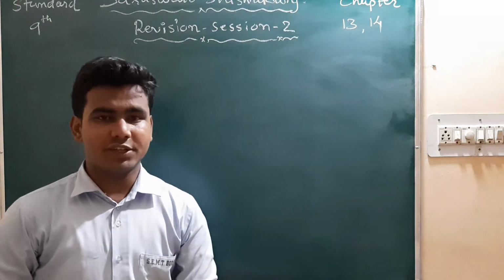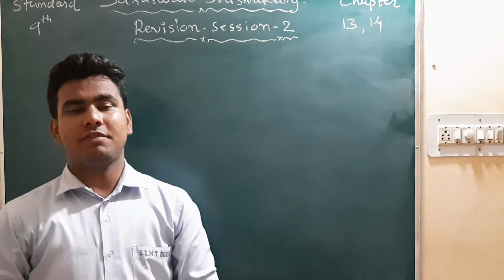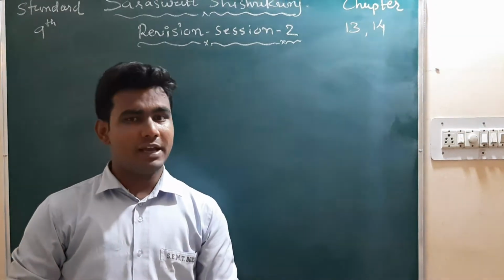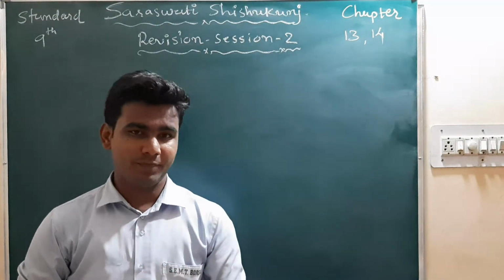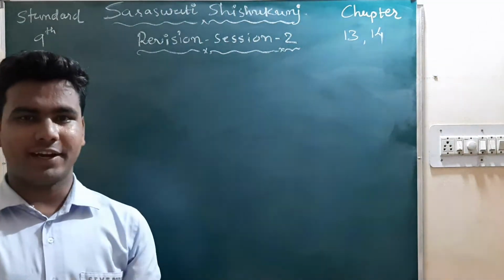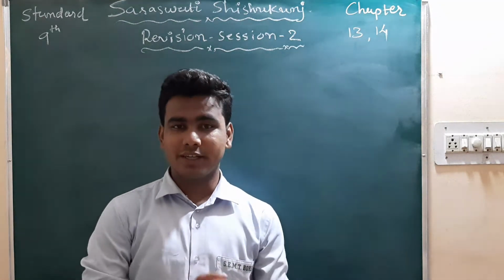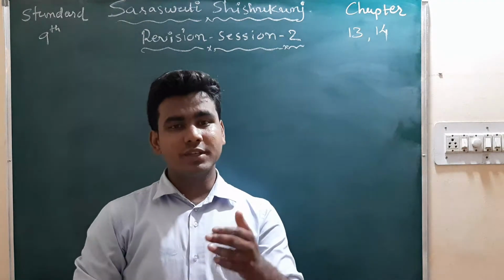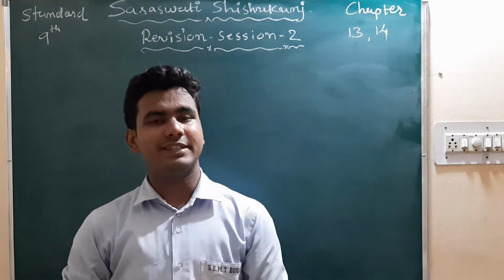In the first revision session, we discussed important definitions from chapter number 8. We discussed distance, displacement, speed, velocity, acceleration. We have also discussed their units. We have discussed uses of graphs of distance against time and velocity against time.